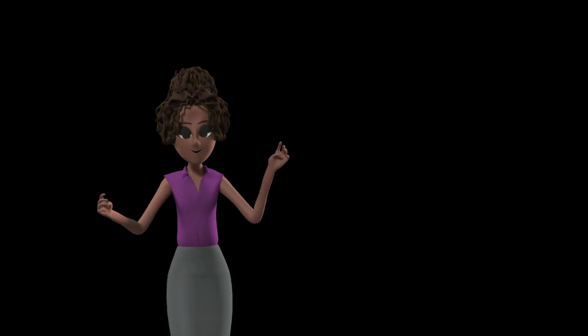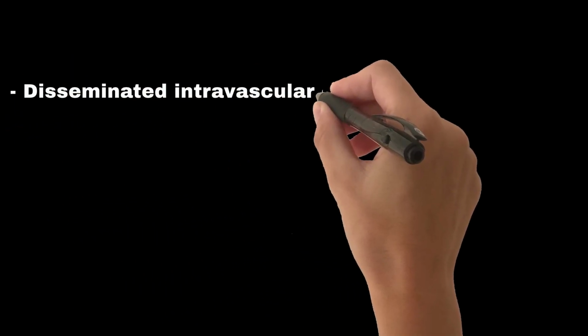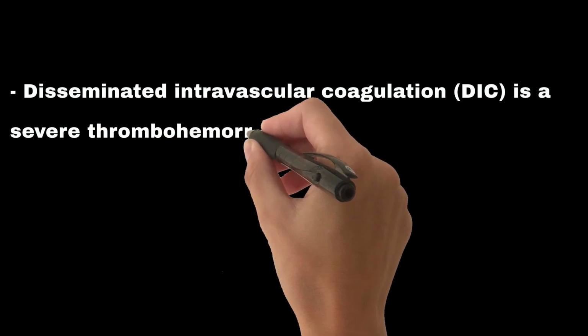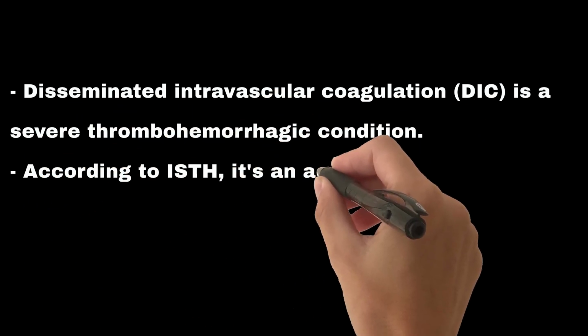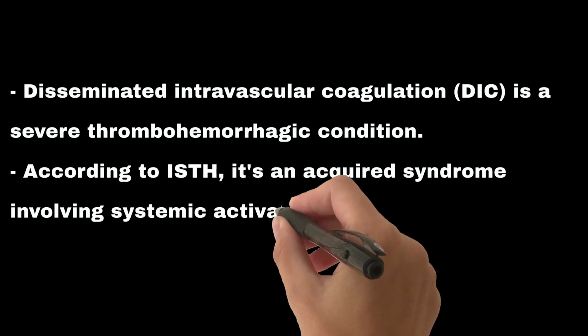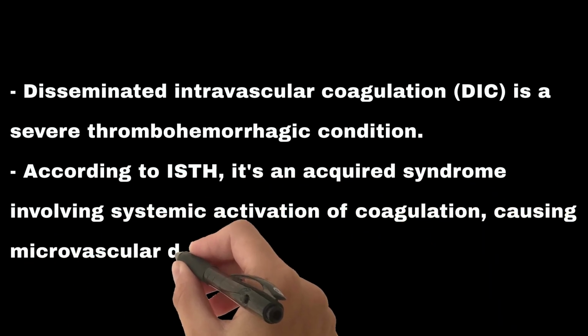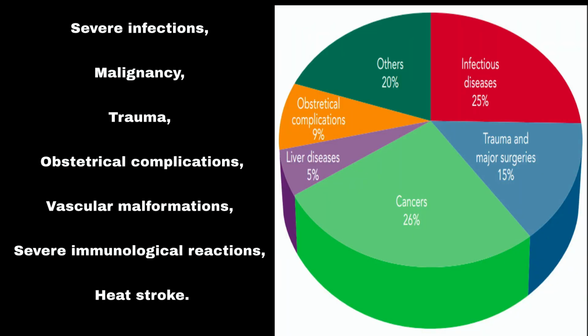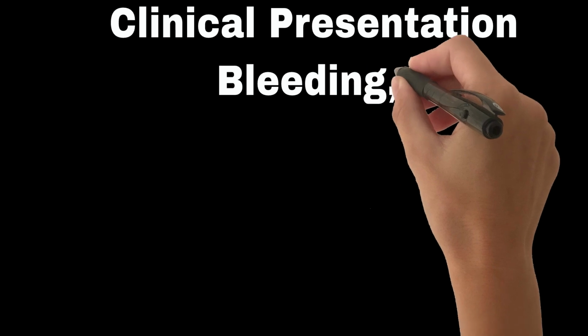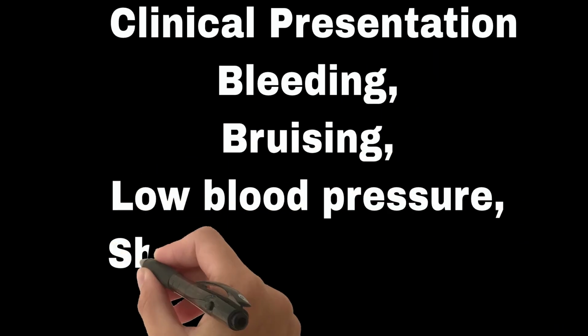Let's get started. Disseminated intravascular coagulation is a severe thrombohemorrhagic condition. According to ISTH, it's an acquired syndrome involving systemic activation of coagulation, causing microvascular damage and organ dysfunction. The etiology: it can be triggered by various disorders including severe infections, malignancy, trauma, obstetrical complications, vascular malformations, severe immunological reactions, and heat stroke. Clinical features, signs and symptoms include bleeding, bruising, low blood pressure, shortness of breath, and confusion.